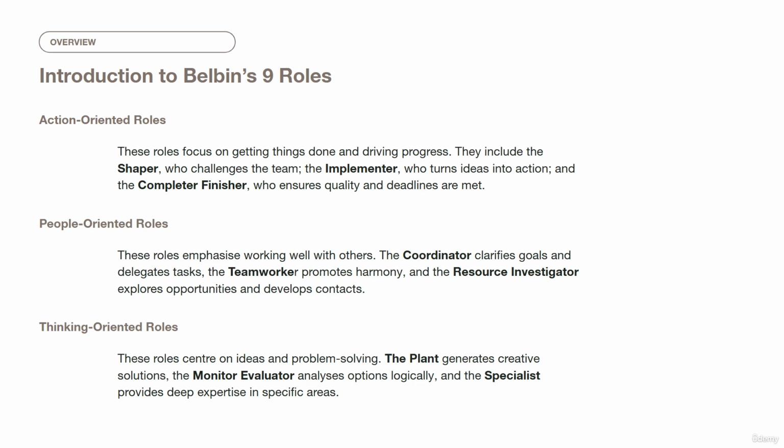Now, obviously, not every team has 9 members. Some have more, some have less. So you will find that not every team has all these roles fulfilled, or more commonly that you have at least one person who fulfills more than one of these roles. But this is the model, this is the theory, right?